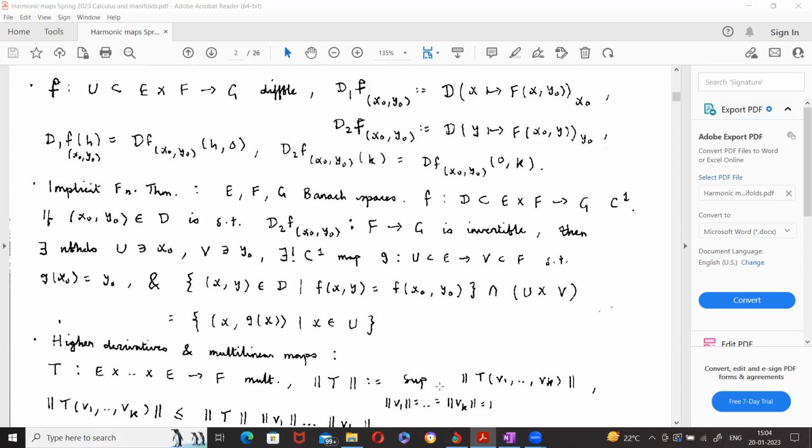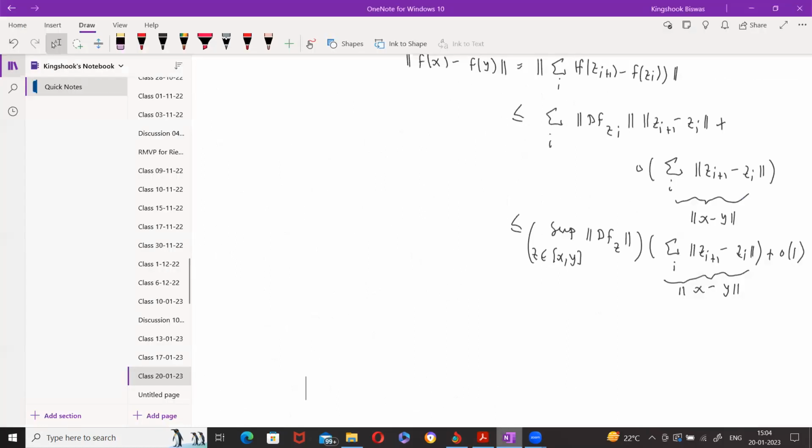So let me just draw you a picture. Here you have E and here you have F. So I'm taking an x0 and I'm taking a y0. And what it's saying is there are neighborhoods U here of x0 and V here of y0, so that if I look at this product neighborhood, that's like a rectangle here.